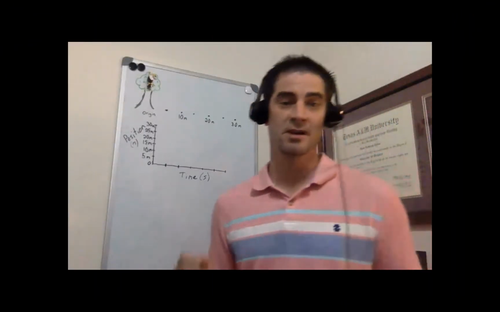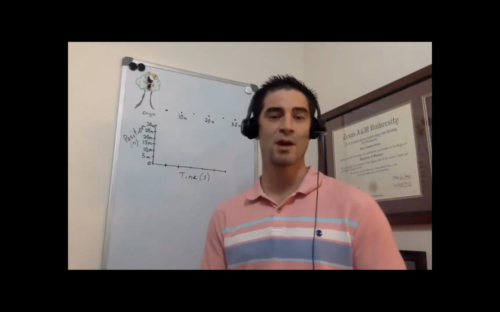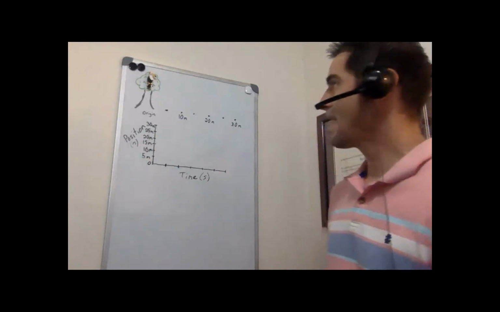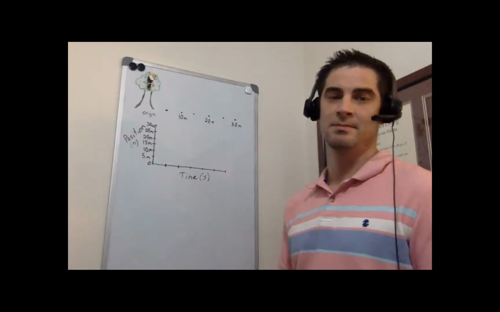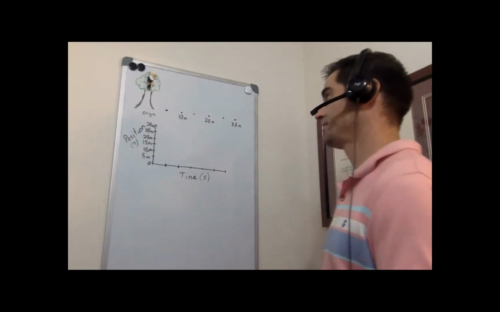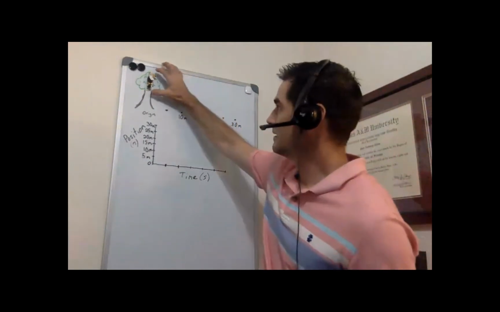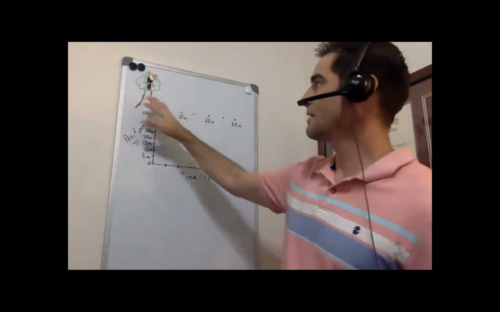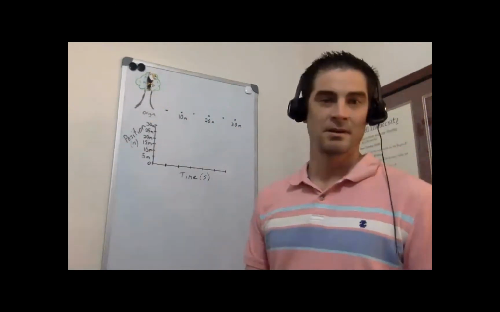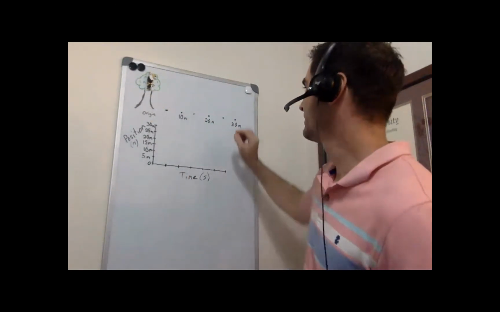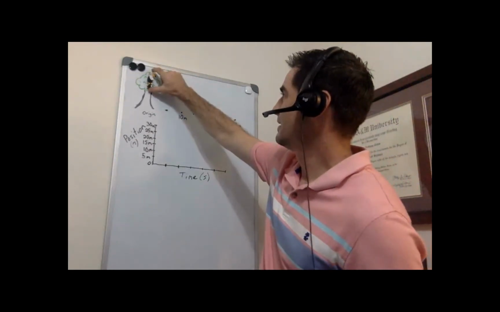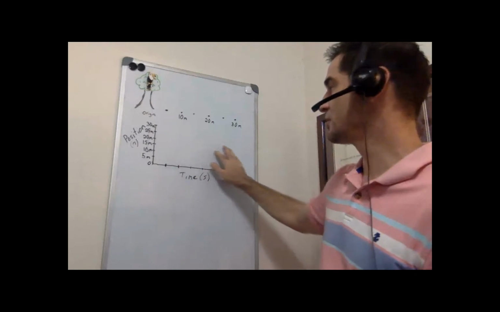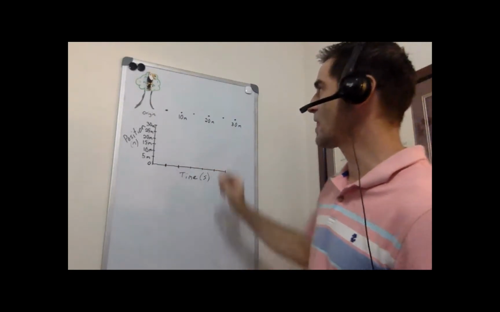All right, today we're going to compare and contrast position time graphs and velocity time graphs. Here we have Toucan Sam perched in a tree. Toucan Sam likes to fly back and forth near his tree. We're going to plot Toucan Sam's position on this position time graph.